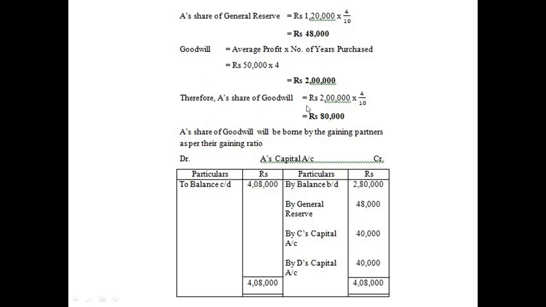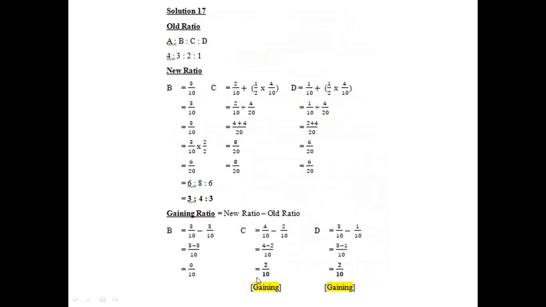Now A's share of goodwill will be how much? 80,000, which is 4 by 10. This 80,000 will be borne by C and D as per their gaining ratio, which is equal, that is 1 is to 1, because 2 is to 2 equals 1 is to 1.